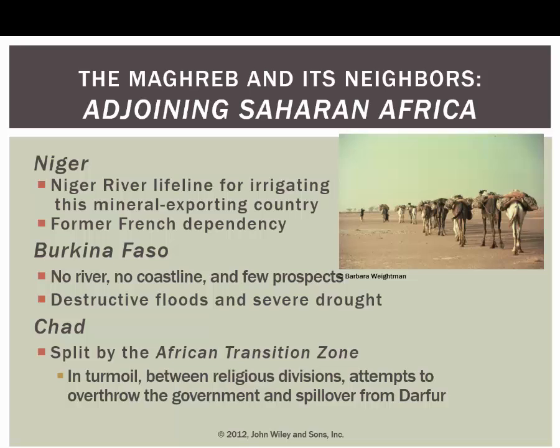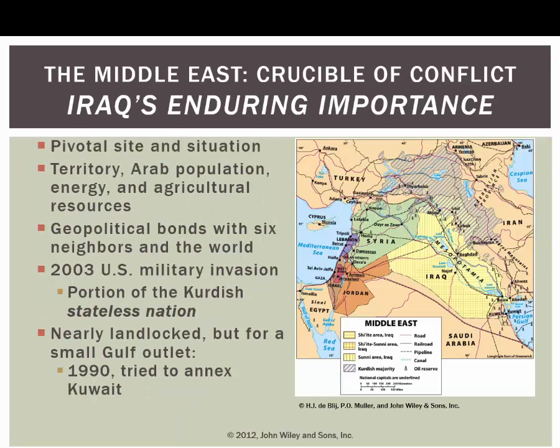Okay, so the Niger River is pronounced Niger, but the country itself is actually pronounced Niger. So Niger's leading export is uranium. Burkina Faso is one of the world's poorest countries and is plagued by alternating floods and drought. Chad we've looked at briefly before because it's split by the African Transition Zone. So the northern part of Chad is Islamized and has faced problems due to the Darfur crisis spilling over into its borders. Moving on to the Middle East, we first look at Iraq.